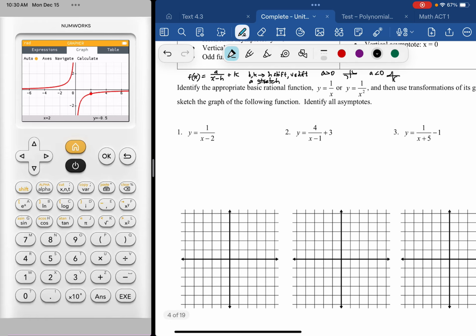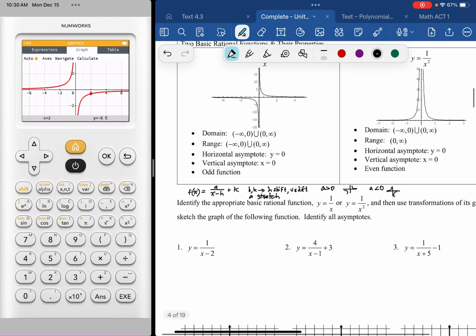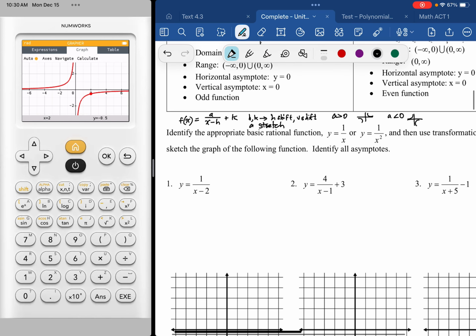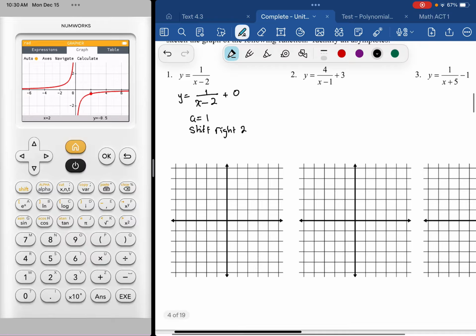So if I know what the parent function looks like, along with its domain, range, horizontal, and vertical asymptotes, I can look at what I have here. So looking at number 1, if I'm trying to match this up, I have an a value of 1, x minus an h value of 2, and then plus a k value of 0. So a is 1, so that's the standard parent function. It's going to go to the right 2 units, and it's not going to go up or down at all because the k value is 0.